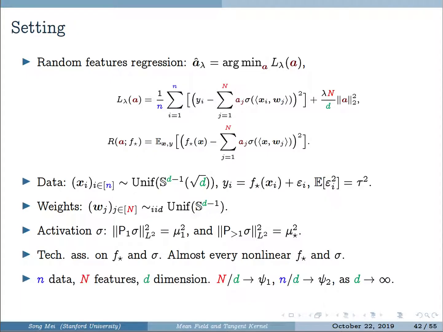And here there are 3 important parameters. Little n is the number of data. Capital N is the number of features, so capital N is the dimension of the vector A. And D is the dimension of the feature. And we assume the asymptotic regime where capital N over D goes to a constant psi 1, and little n over D goes to a constant psi 2. And we let all these 3 parameters go to infinity together. So this is the setting of this random feature regression.